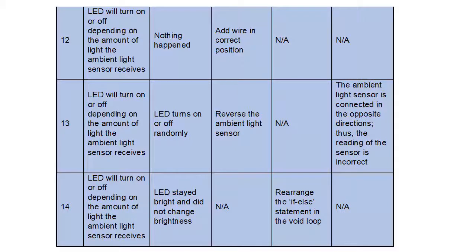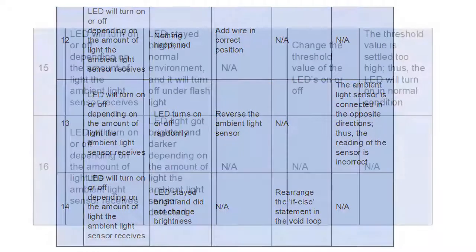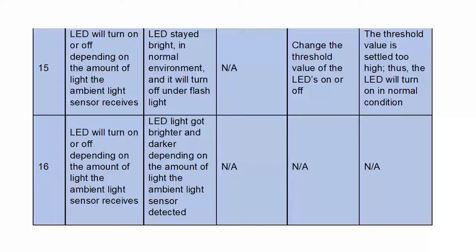Tests below are for the brightness control system. The expected result is that the LED will turn on or off depending on the amount of light the ambient light sensor receives. But the actual result is that the LED turns on or off randomly. So we assume that the ambient light sensor is connected in the opposite direction, thus the reading of the sensor is incorrect. After reversing the ambient light sensor, the system works properly.